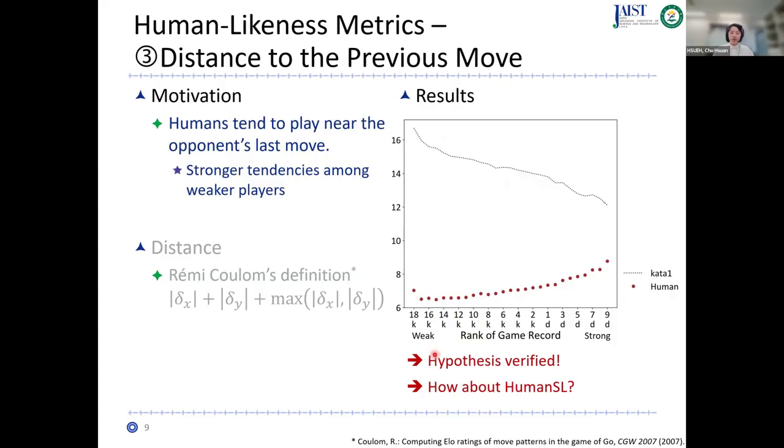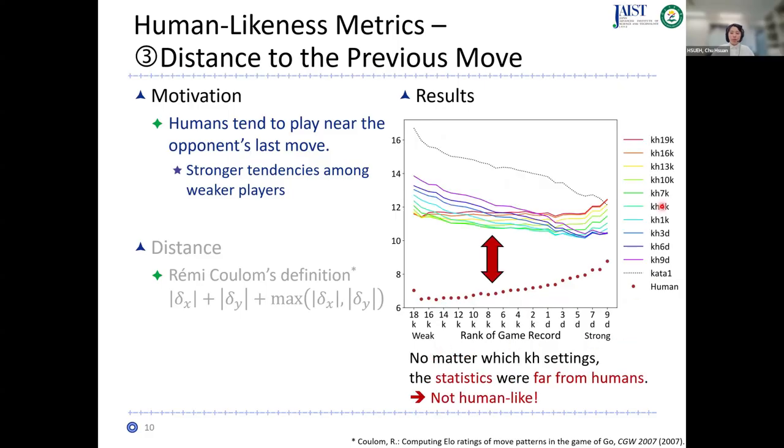Then next, we are interested in the HumanSL result. Again, they are represented as the rainbow-colored curves, and even though they become a bit closer compared to Kata1, there's still a big gap. The statistics are still far from human statistics. And from these aspects, we say the Kata1 is not so human-like.